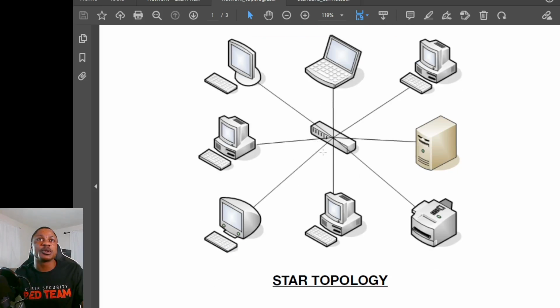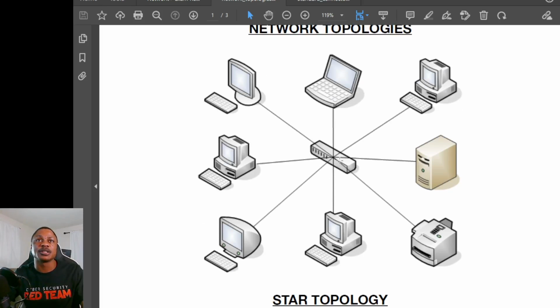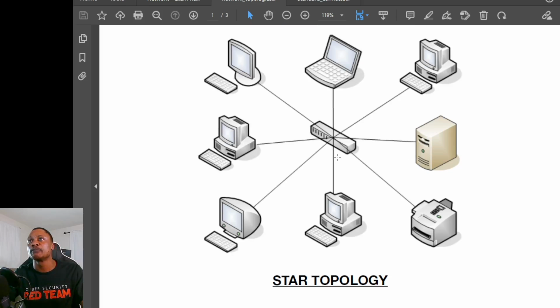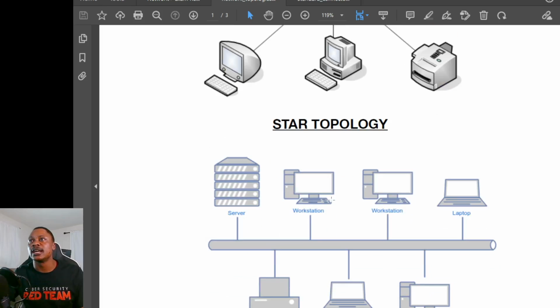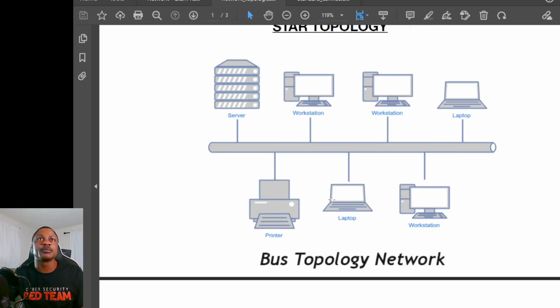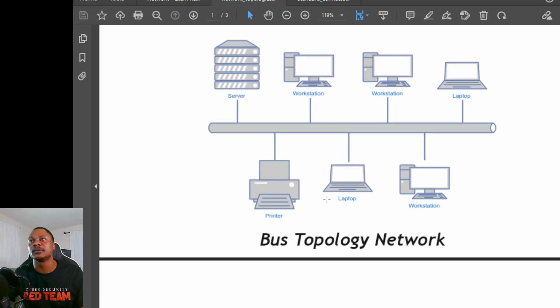The first one is the star topology. This is how a star topology looks. You have a router, a switch, or a hub in the middle, and every other node connects to it, forming a star, and that's why it's called the star topology. And then the next topology is the bus topology.